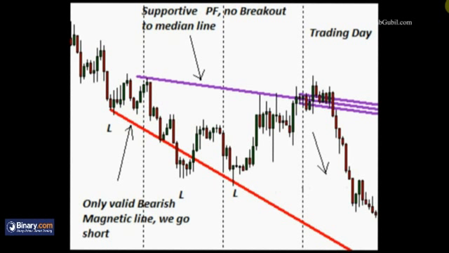In this example, we have a supportive PF. We will then look for a valid bearish or bullish magnetic trend line. If we can find a bullish one, we will go long, and if we find a bearish one, we will go short. But if we find two valid magnetic trend lines with a supportive PF, meaning valid bearish and bullish, don't trade.